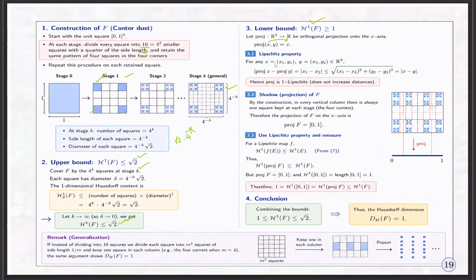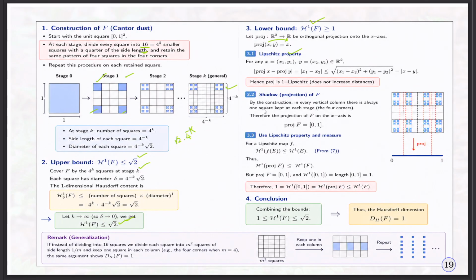If you take x and y two elements in R^2 and apply this projection, the projection of x minus projection of y, where projection of x goes to x1 and projection of y goes to x2, is less than or equal to the square root of (x1 minus x2) squared plus (y1 minus y2) squared, the Euclidean distance in R^2, which is less than or equal to |x minus y|. Therefore, the projection is 1-Lipschitz, it does not increase the distance, that means the c value is 1.